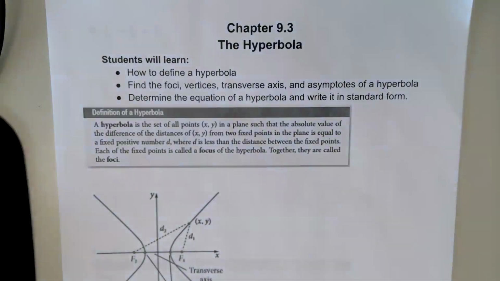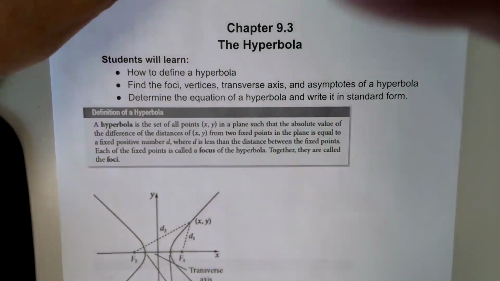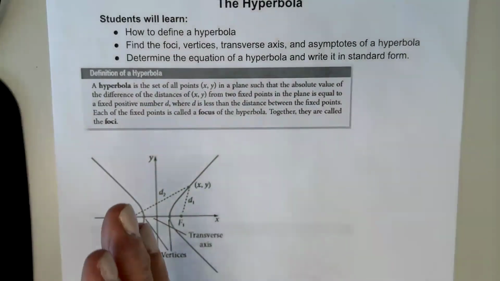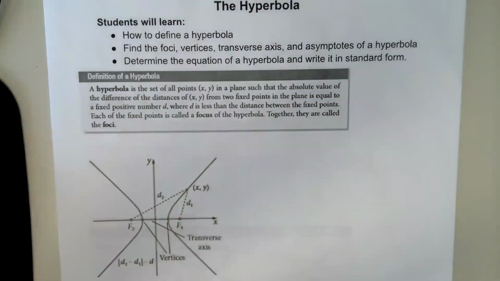This is all about the hyperbola. And it's the third shape that we're working on in chapter 9 to learn about some of the different pieces. So the hyperbola is kind of like taking the ellipse and cutting it in half and having it go the other way.